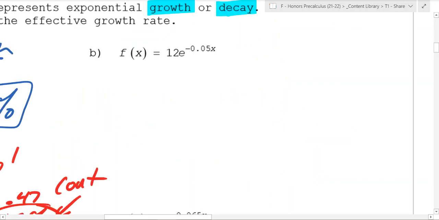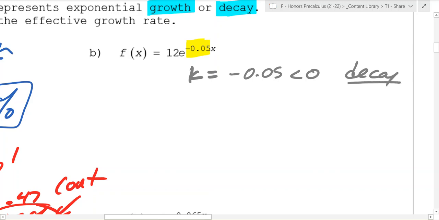So let's go in the opposite direction here. This is in continuous interest rate form. And right here is the k value. So we know that k in this case is equal to negative 0.05, which is less than 0, so it has to be decay. If k is less than 0, it is decay. So the continuous interest rate is right there.